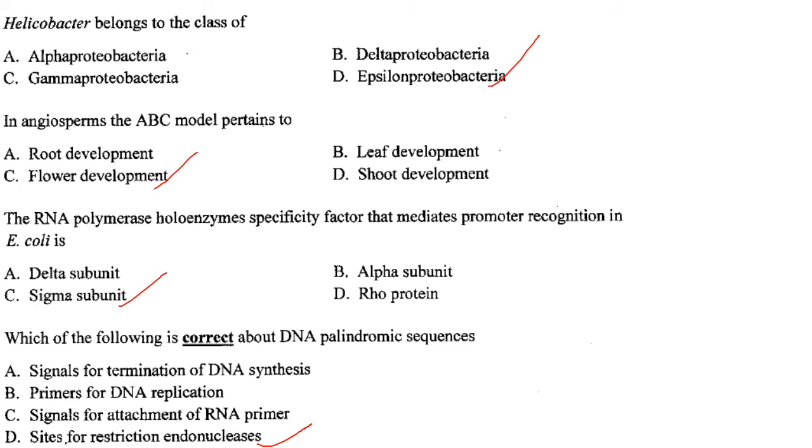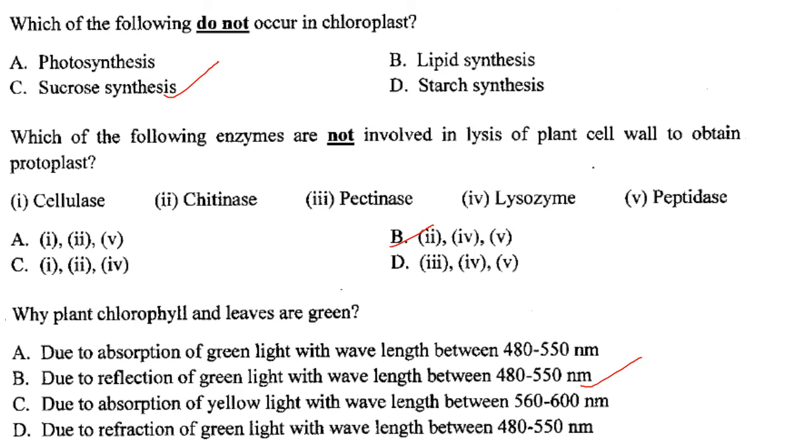The next one. Which of the following is correct about DNA palindromic sequences? So they are sites of restriction endonucleases. Answer is option D. Then which of the following does not occur in chloroplast? Photosynthesis, lipid synthesis, sucrose synthesis, starch synthesis. So sucrose synthesis does not take place in chloroplast. It takes place in the cytosol.